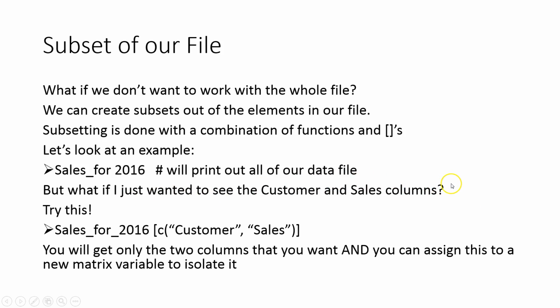So what I'm going to do now is isolate out the customer and sales columns. I'm going to type in Sales_for_2016. That's our file name. And then I'm going to use a combination of functions. c is a function. Remember, that's combine. Combine combines the data items that follow it into a single vector, or in this case, data frame. And I'm also isolating it with square brackets, which basically means take this file and subject it to this for every single record in this file. And instead of seeing all four of the columns that are in Sales_for_2016, I'm going to get a new data frame that has just customer and sales in it.